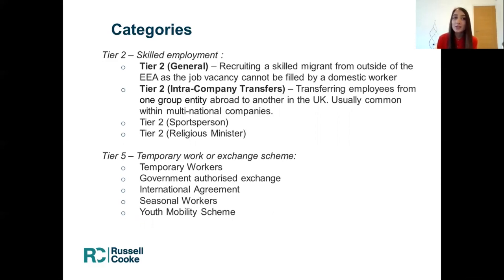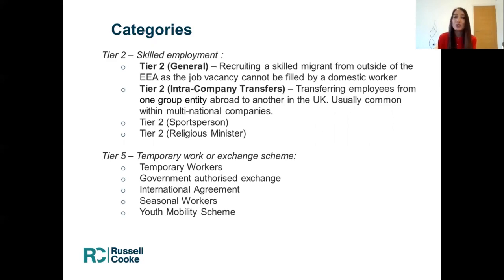The other category is the Tier 2 intra-company transfers visa, commonly known as the Tier 2 ICT visa. This involves transferring an employee from one group entity to another. It's very common within multinational companies that would like to transfer their employees from one entity to another. Then we do have the Tier 2 sportsperson and the Tier 2 religious minister category, which is self-explanatory.